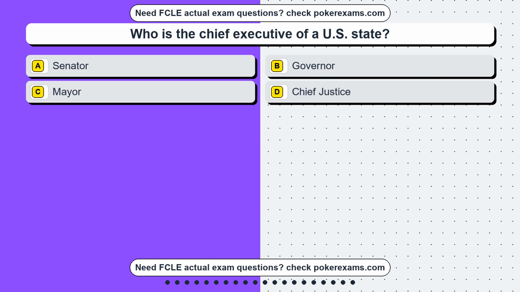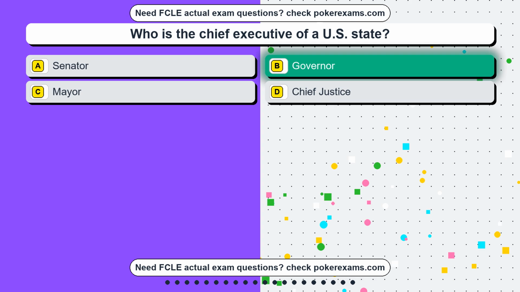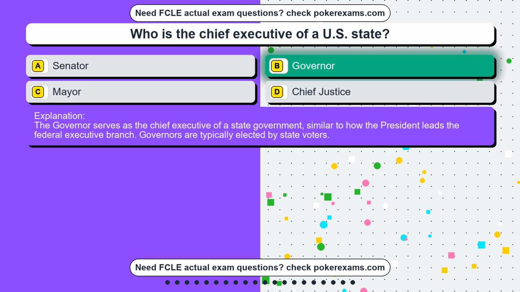Question 11. Who is the chief executive of a U.S. state? Option A. Senator. Option B. Governor. Option C. Mayor. Option D. Chief Justice. The correct answer is option B. Governor. The governor serves as the chief executive of a state government, similar to how the president leads the federal executive branch. Governors are typically elected by state voters.